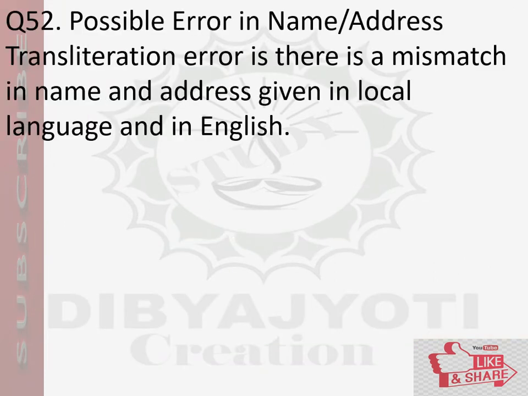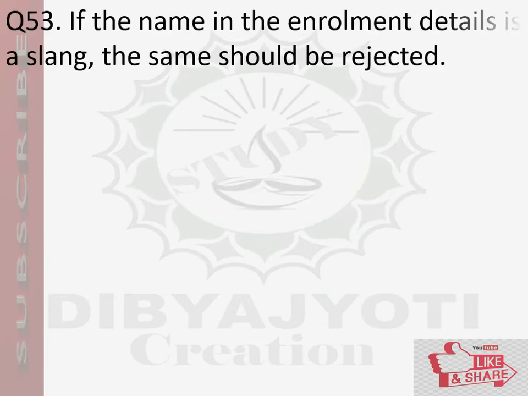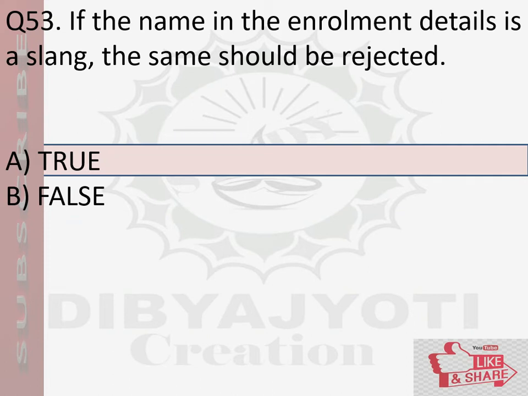Next, possible error in name or address translation error is when there is a mismatch in the name and address given in the local language and in English. Options true or false, and the answer is true. Then next, if the name in the enrollment details is a slang, the same should be rejected. Options are option A, true. Option B, false, and the answer is option A, true.